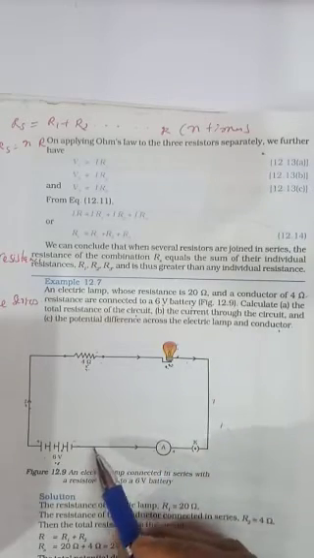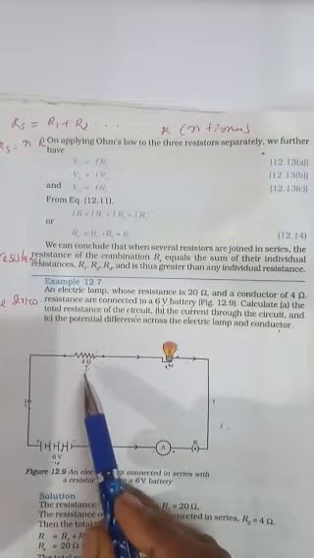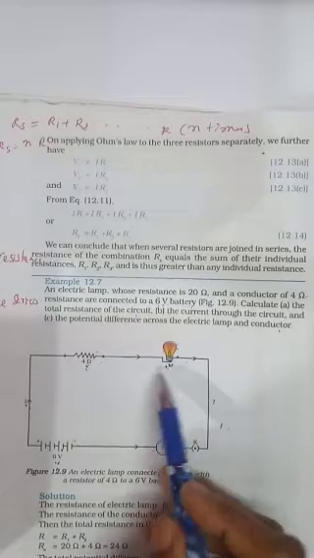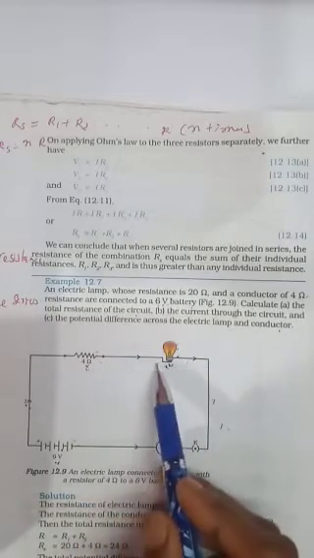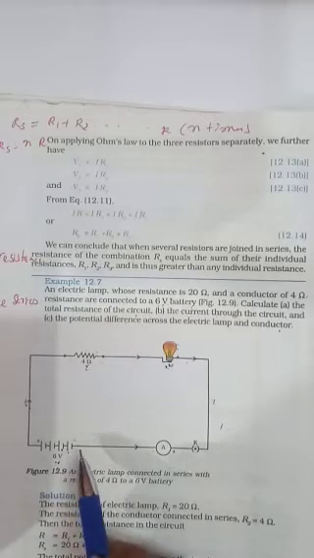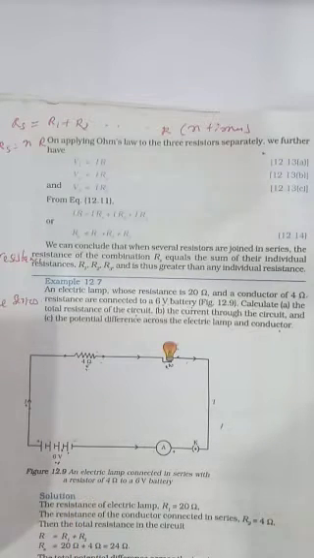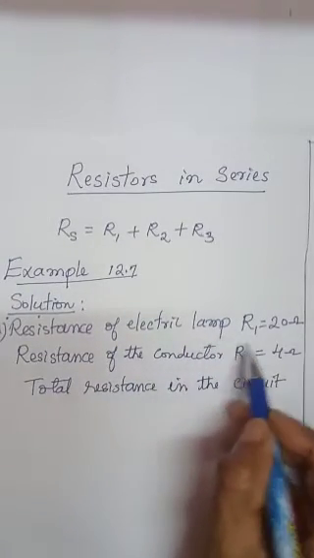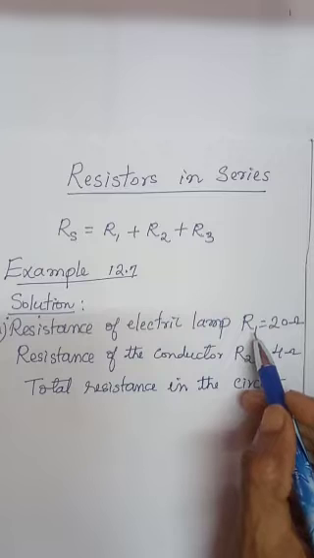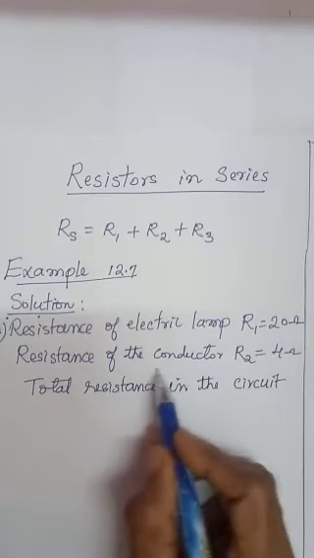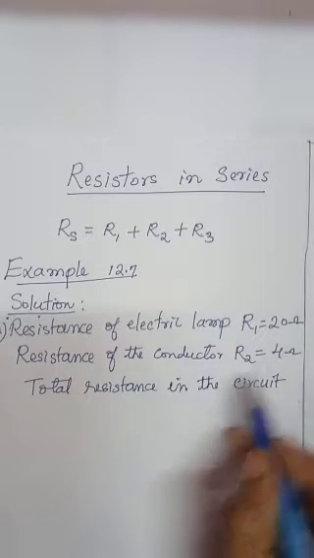Look at the circuit diagram. In this circuit diagram, a conductor of resistance 4 ohm and an electric bulb of resistance 20 ohm are connected end to end. They are connected in series to a 6 volt battery. Now let us write the solution of this example. Resistance of the electric lamp, you represent it by R1 because two resistors, electric lamp and conductor, are connected. R1 is equal to 20 ohm. Resistance of the conductor R2 is equal to 4 ohm.